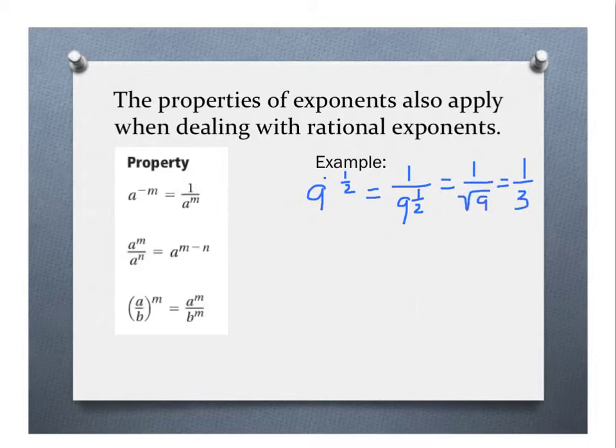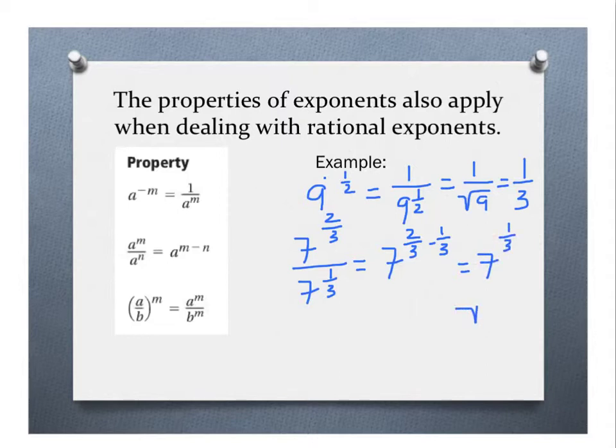So that'd be 1/3. And again, you can put that in your calculator, 9 to the negative 1/2 power, and it should come out 1/3. Probably gives you 0.3 repeating, but you know what I mean. How about 7 to the 2/3 over 7 to the 1/3? Well, we can keep the base and subtract the exponents. 2/3 minus 1/3 is 1/3, and that would be the cube root of 7.